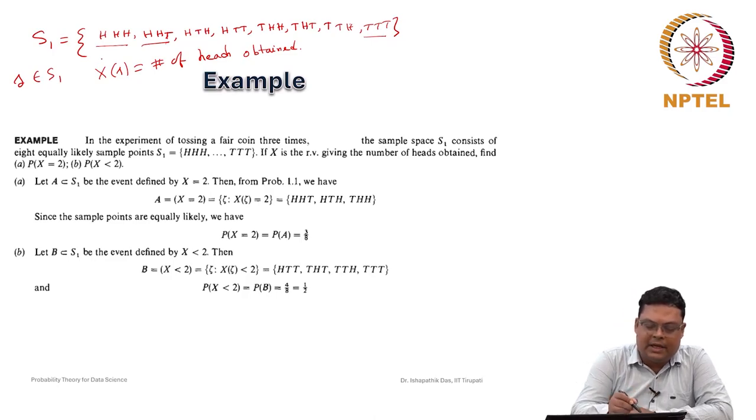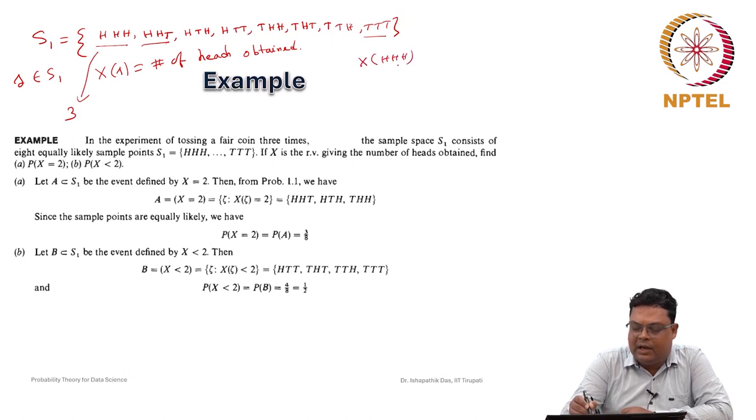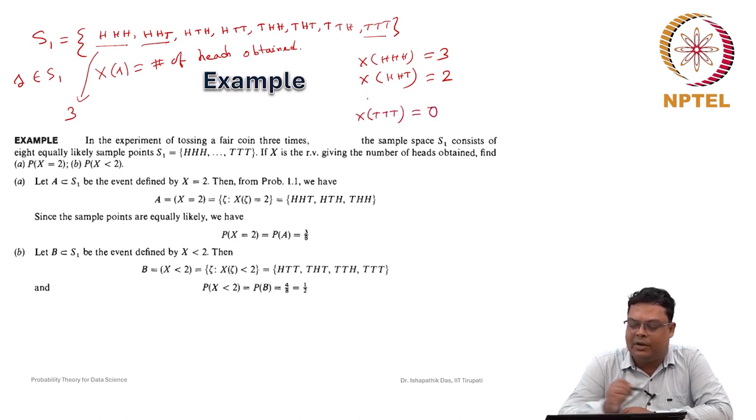So how is it defined? This is the sample space S we denoted. For head, head, head, X is 3, so X of head, head, head is the number of heads, which is 3. Similarly, for X of head, head, tail, what will be the number of heads? The number of heads will be 2. Similarly, for this case also 2, for this case also 2, for this case the number of heads is 1, for this case 2, this case 1, this case 1, and this case X of tail, tail, tail is nothing but 0.